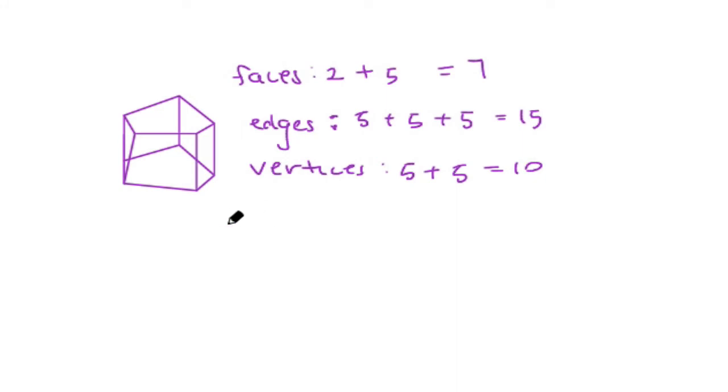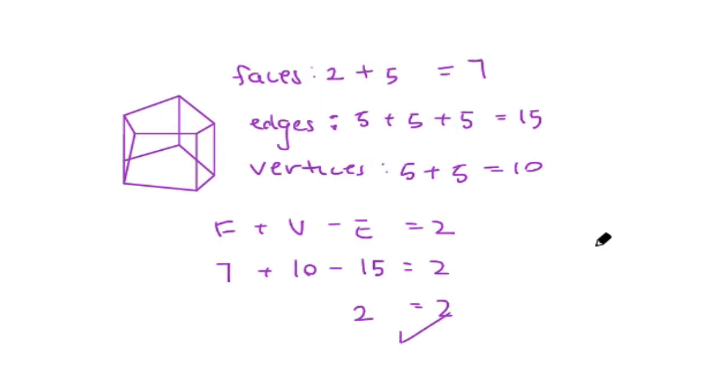So then we want to use Euler's formula, so F plus V minus E gives us 2. Faces, we got 7, vertices, we got 10, and edges, we got 15. And this does in fact equal 2, so 2 equals 2, and Euler's formula does work.